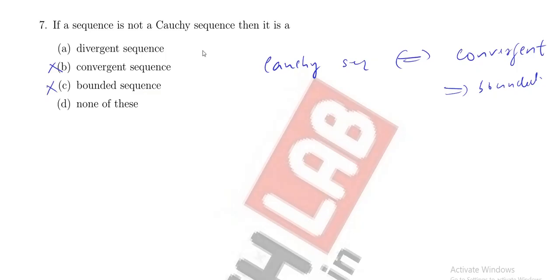If it's not Cauchy, it can be an oscillating sequence, oscillating finitely, oscillating infinitely, or divergent. There are many options, and among these the possibility is that it can be a divergent sequence, and it can be oscillating as well. But in the options only divergent sequence is given, right? So the possible option is divergent sequence.